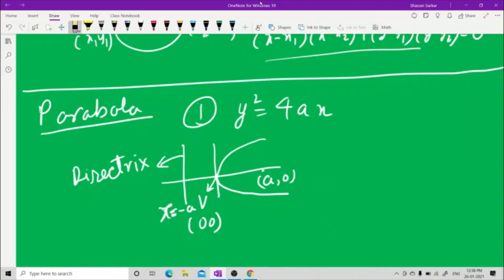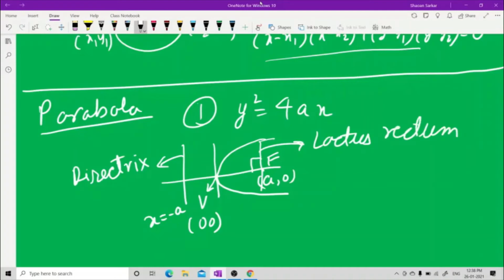Let me rewrite: x equals minus a is the directrix. This is the focus, and the line coming straight out of it, perpendicular to the directrix, is called the latus rectum. This is the first type of parabola.